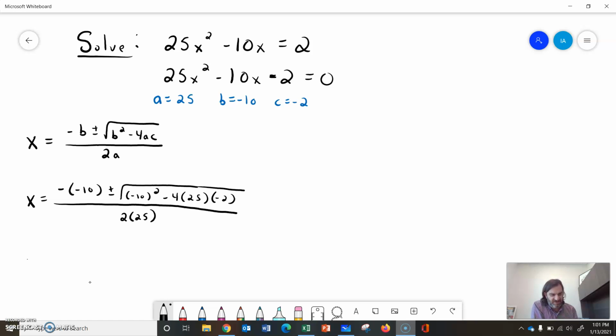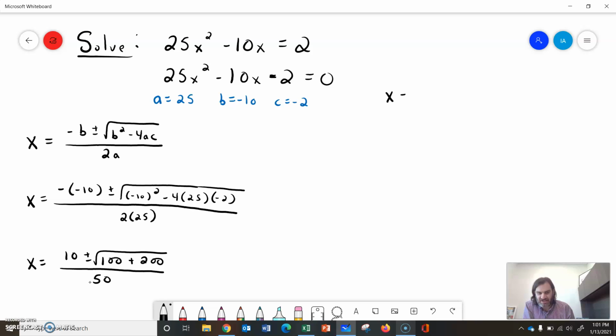So let's clean this up a little bit. We'll have x equals 10 plus or minus the square root of 100. When we square negative 10, it's a positive 100. And then we have minus 4 times 25 times negative 2, so that's going to be a positive 200. So under the square root, we have 100 plus 200, and that'll all be over 50. All right, so let's keep cleaning up here. So it looks like x is 10 plus or minus the square root of 300 all over 50.